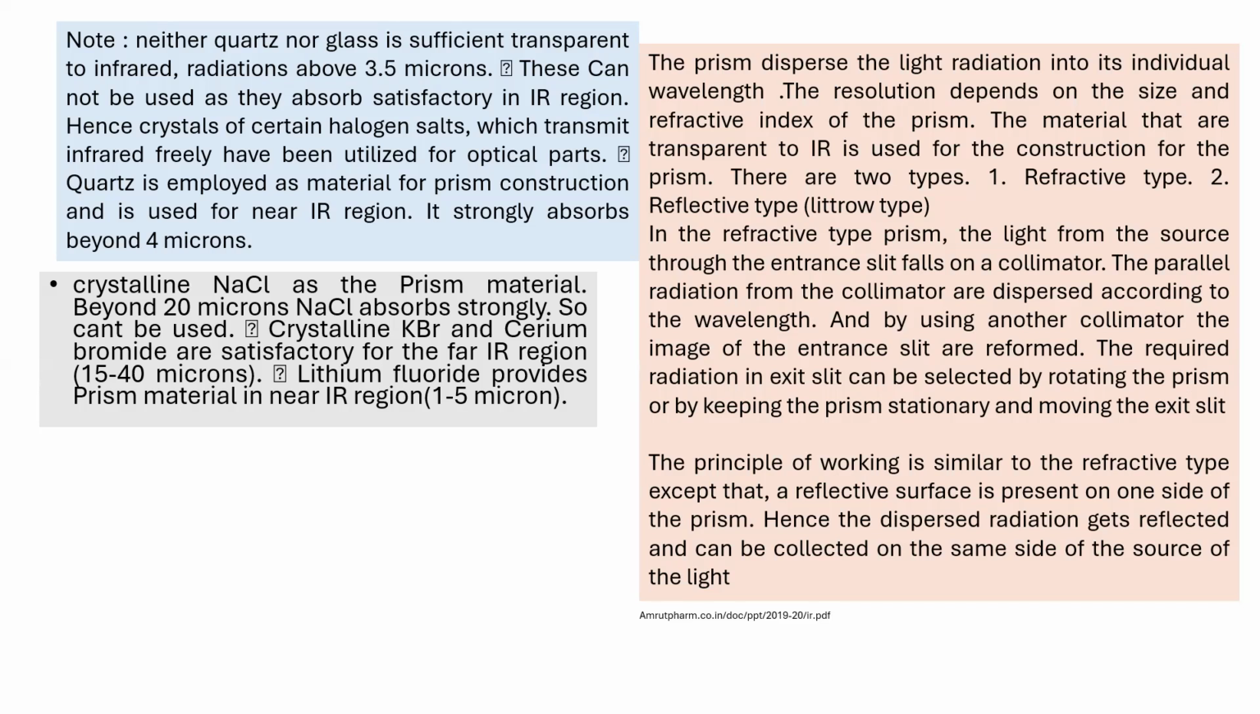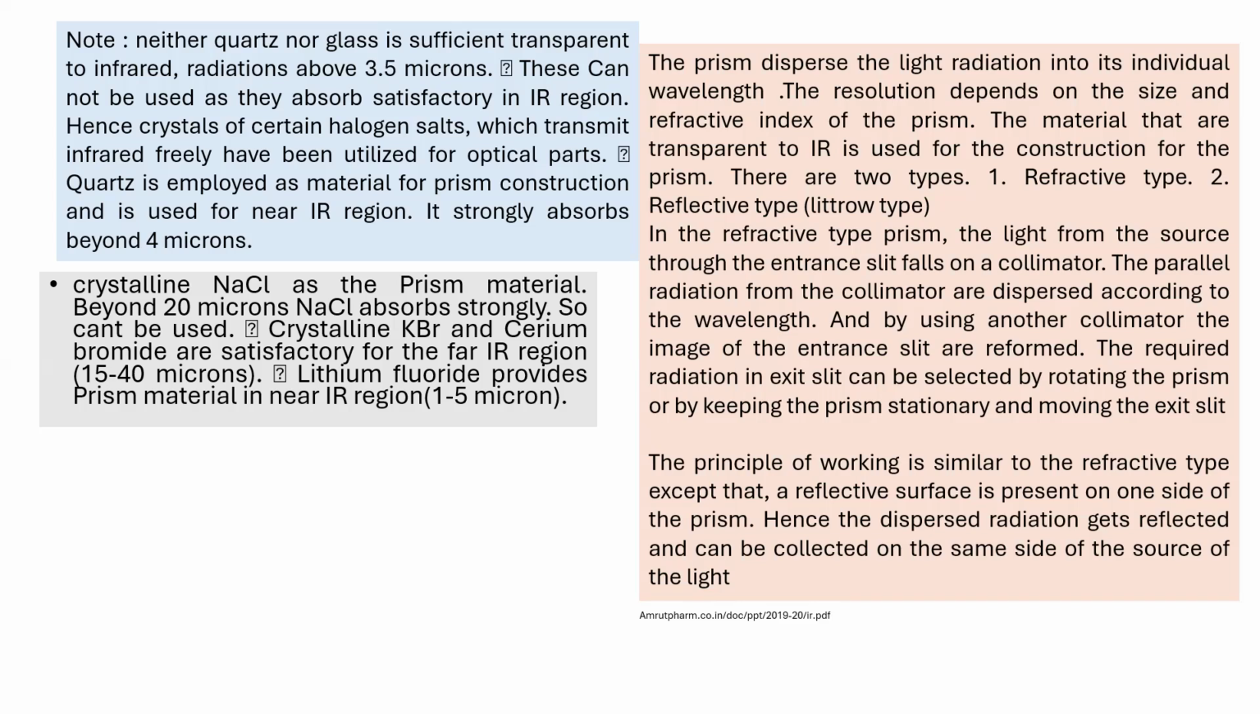The size of the prism, the three angles of the prism, the size of those angles, the refractive index of the prism, all these things are going to be very important. Of course, your prism material has to be transparent, right? So there are two types of prisms which are commonly used. One is refractive type, another is reflective type. Reflective type is also known as Littrow type of prism.